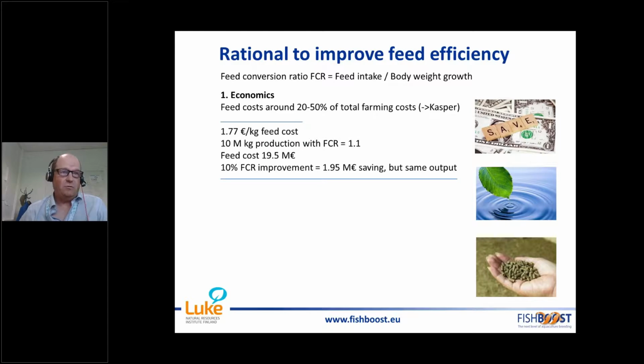Now, if we improve the feed conversion ratio by 10%, it's simply almost 2 million euros of saving, but we get the same output. Of course, you can reverse it in a way that you use the same amount of feed and you increase your production. Then you get more money in.